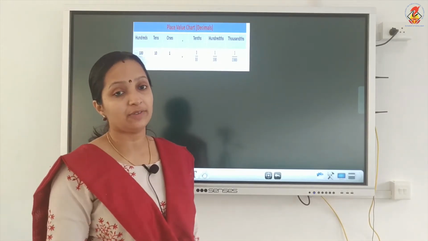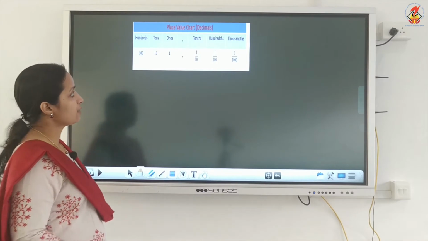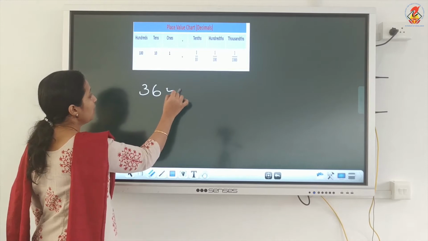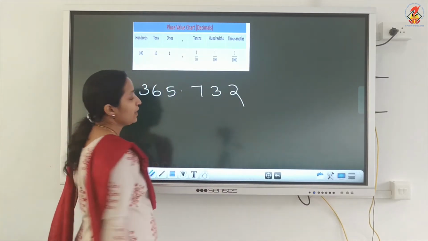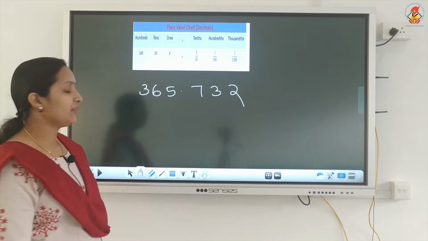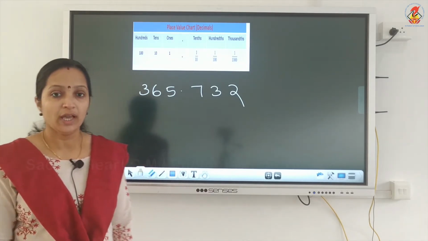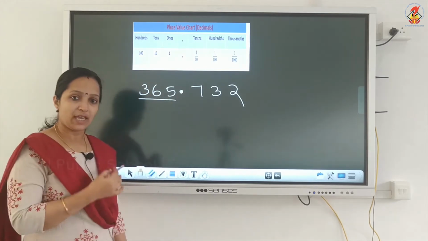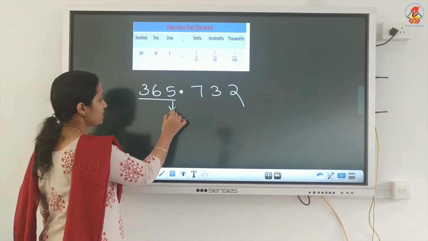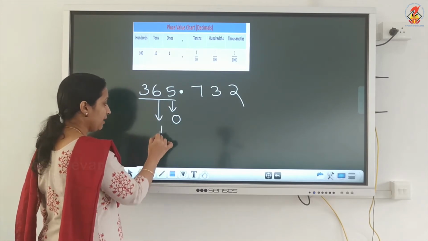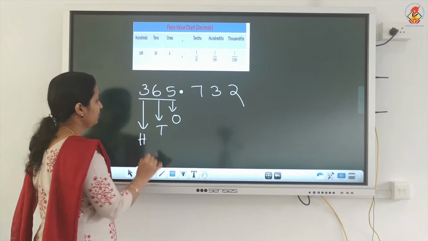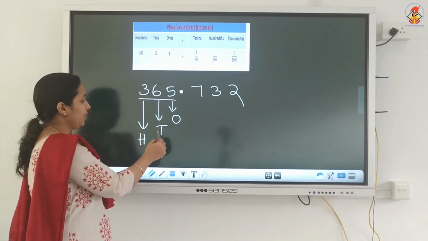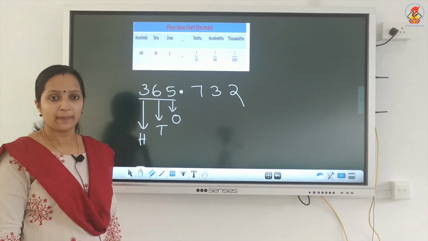Now, before moving in, first we have to learn about the decimal place value chart. This also we learned in class 4, 5, 6. Suppose we are having a number 365.732. The whole number part places are same as our Indian system or international system: ones, tens, hundreds, thousands, like that it will go.